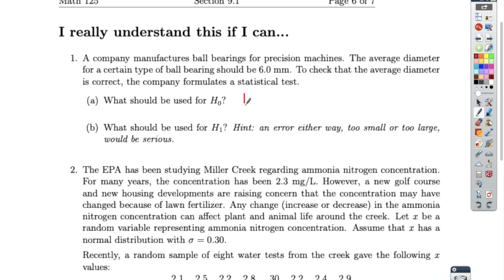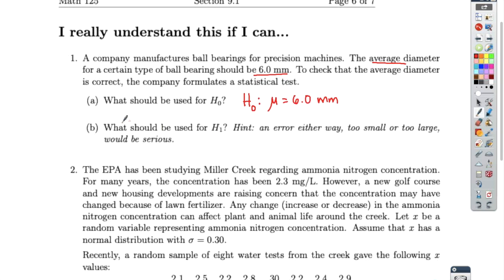So the null hypothesis, we always use this notation, H naught and then a colon, always starts with this. The null hypothesis is basically that we just accept what's in the problem, that the average diameter is 6 millimeters. So the mean equals 6.0 millimeters. There's no change. Remember, the null hypothesis is always going to have an equal sign. So you always just put mu equals whatever it is from the problem.